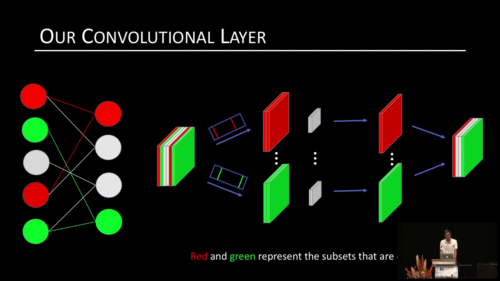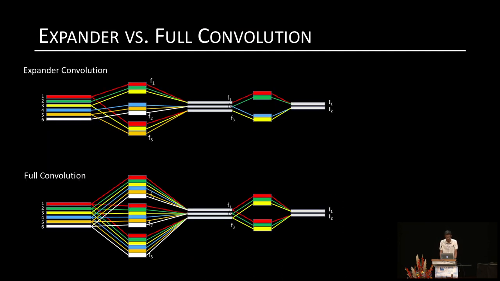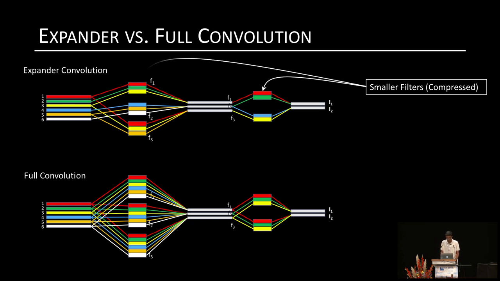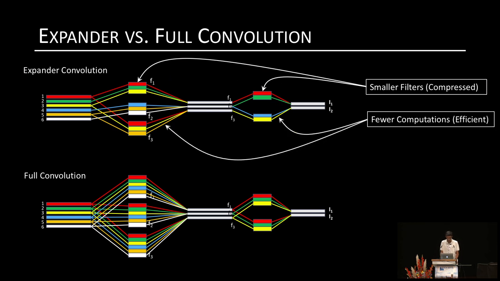Note that the input filters need not be disjoint. The same channel may be both red and green. To put it all together, let us compare expander convolutions with full convolutions. We observe that the filters are more compressed. This requires less space when we load the network. The filters also have fewer computational requirements. And all of this is achieved while maintaining a high degree of overall connectivity.